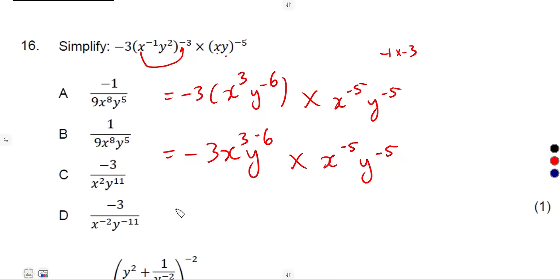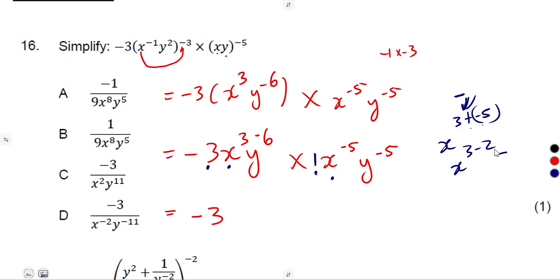From this, we are back to the application where we're going to multiply. Here, there's just a 1. So minus 3 times 1 is minus 3. The x and the x, same bases, I multiply. So I am multiplying same bases. What do I do? I add exponents. So plus and minus, that's minus. So it was going to be 3 minus 2, 3 minus 5, which is minus 2.